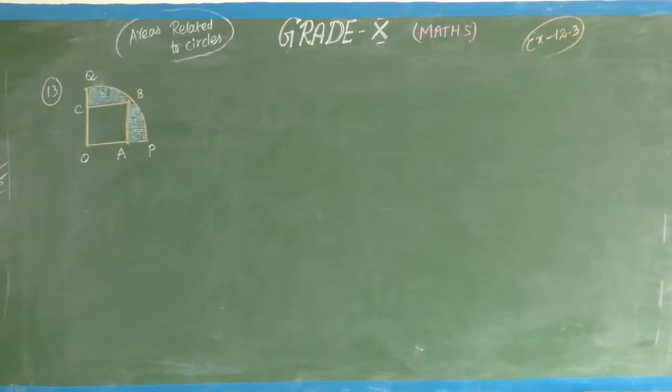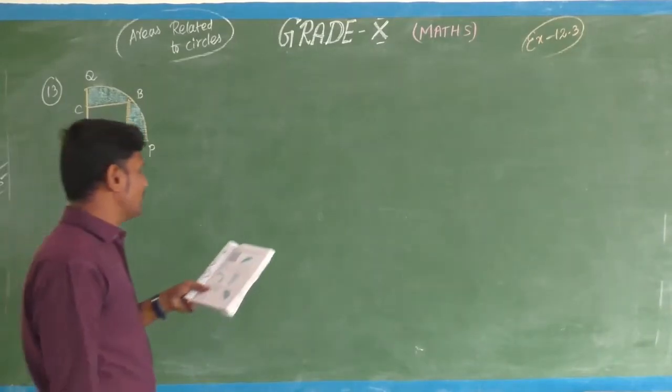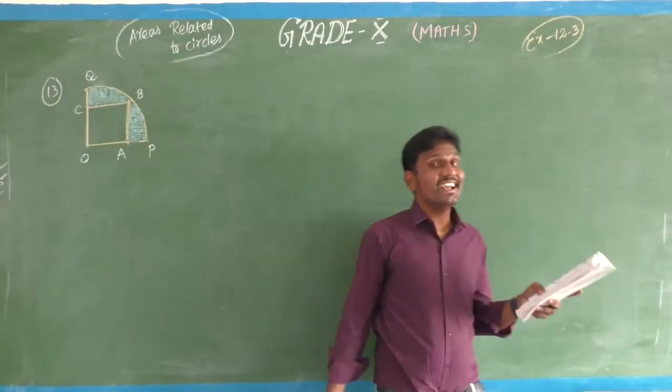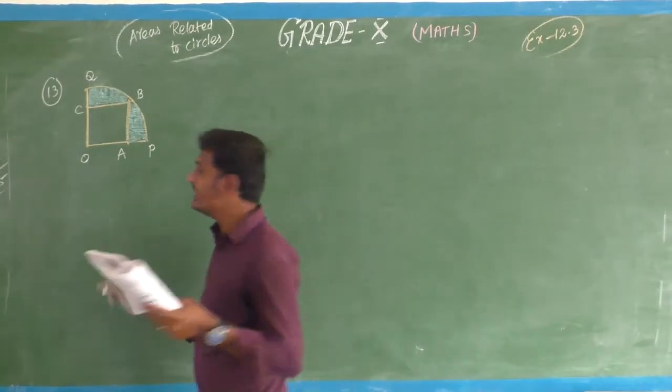So the question number 13. So students, look at the question. In the figure, a square OABC.